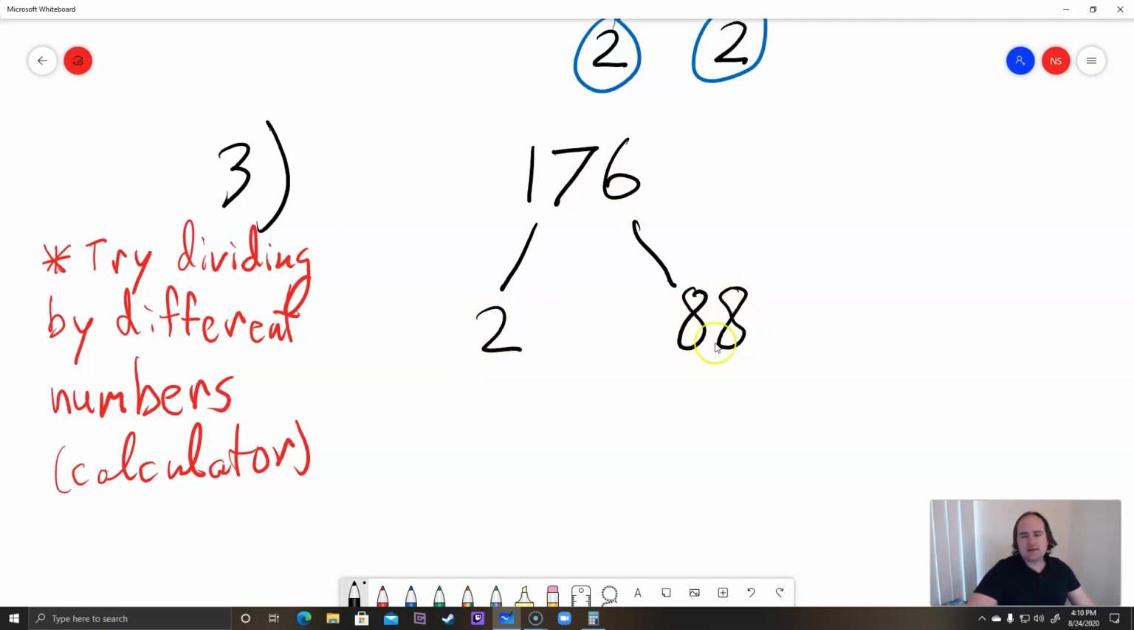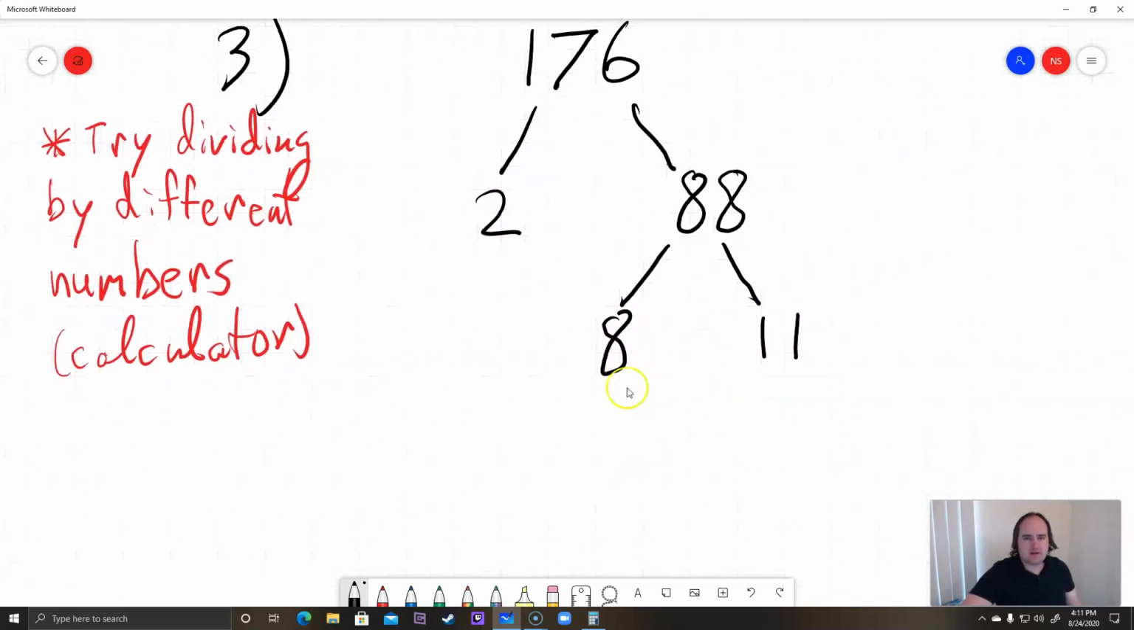Okay, and then once we got to 88 here, hopefully you remember 88 from your times tables. So 88 is actually 8 times 11. Okay, so I'm going to go ahead and factor that. 88 is 8 times 11. And we can't factor this 2, and we can't factor the 11. Those are both primes. But we can still factor the 8. So why don't we finish factoring this 8? So how does 8 factor? 8 factors as 2 and 4.